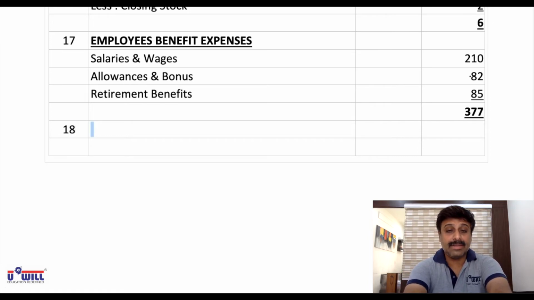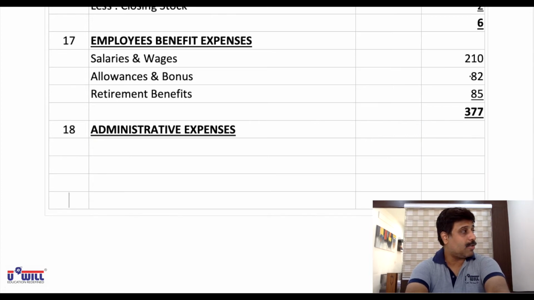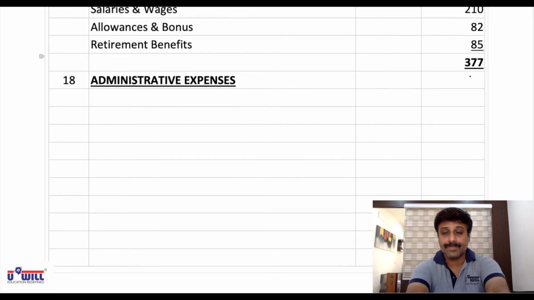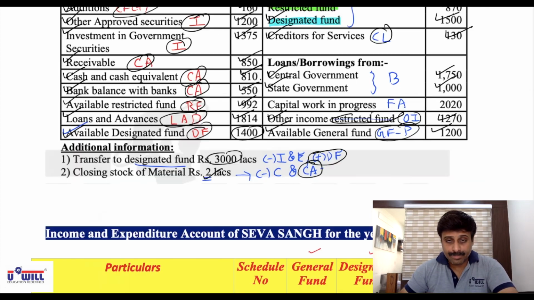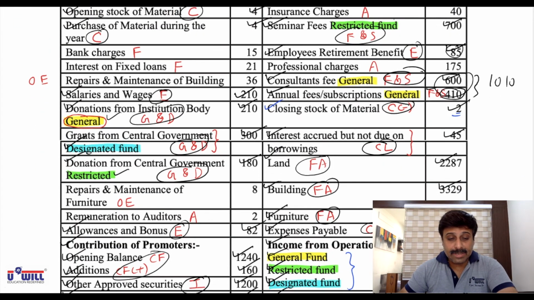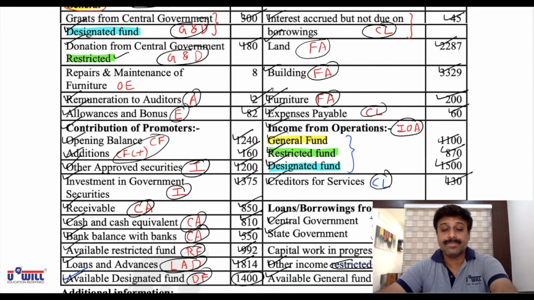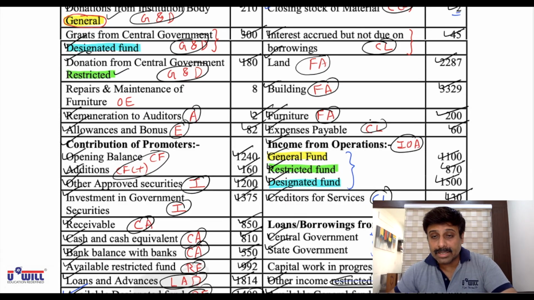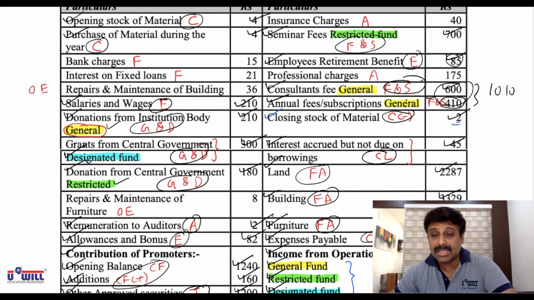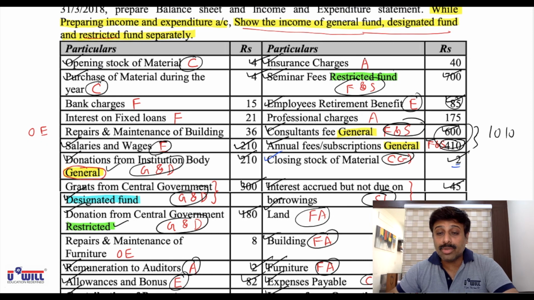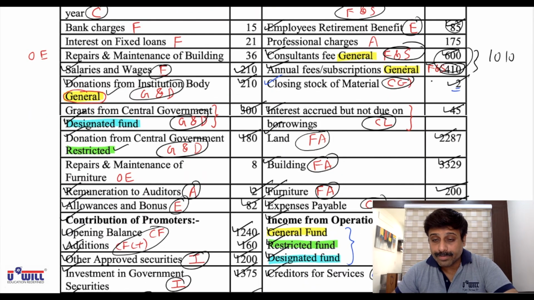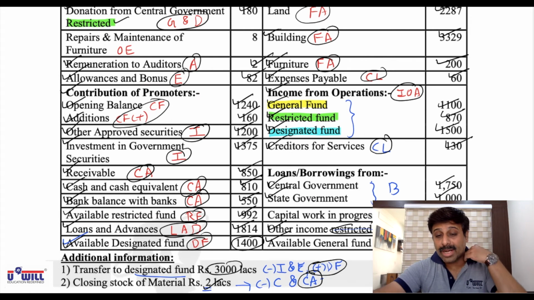Now after employees benefit expenses, C, D, E, we have the new item of administrative expenses. Okay, A marked items will be taken over here. So let us see what all items are marked as A. In administrative expenses, we have remuneration to auditors of 2 rupees. Okay. Any other item marked as A? Insurance charges 40. That's it. Only 2 items are there.